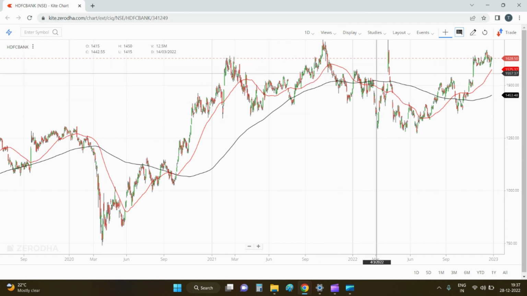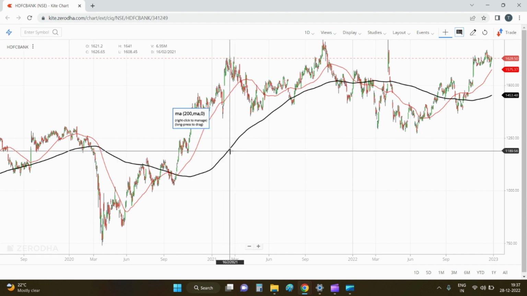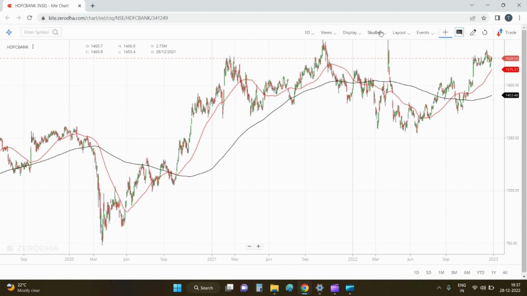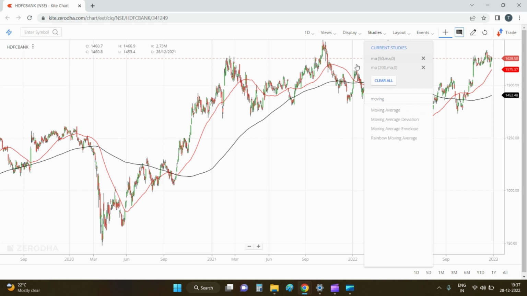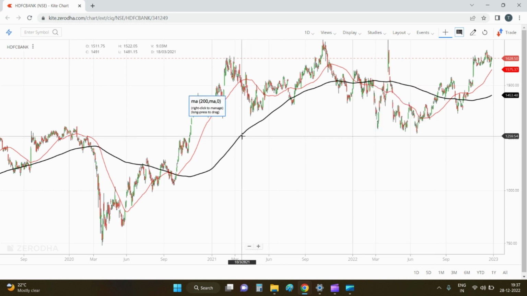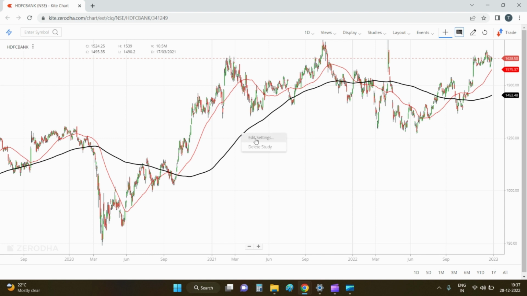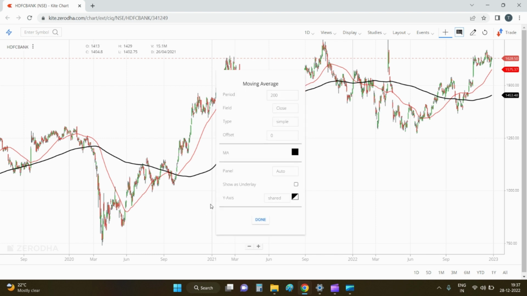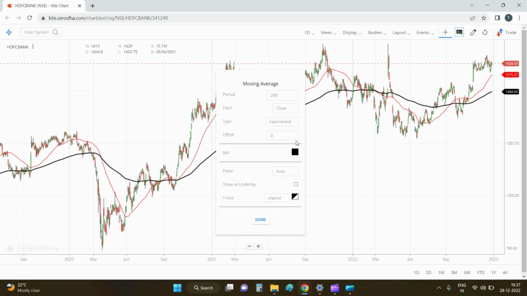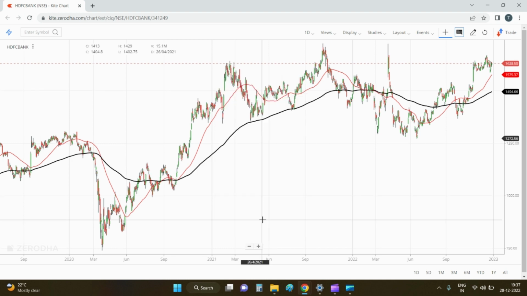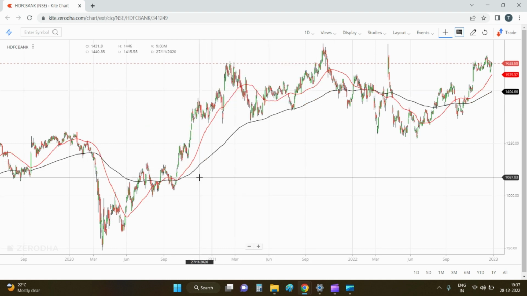So we'll discuss this separately. Now this is a simple moving average, and one more moving average is the exponential moving average. If you want the exponential moving average, we need to go to its settings. You can see the type of moving average. If you click on this, now it is simple, you can make it exponential, and you will get the exponential moving average.